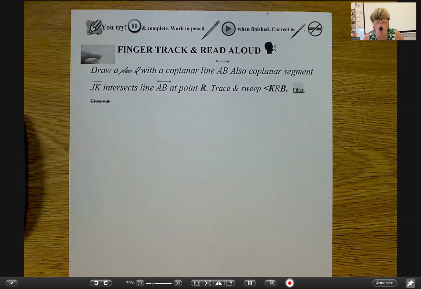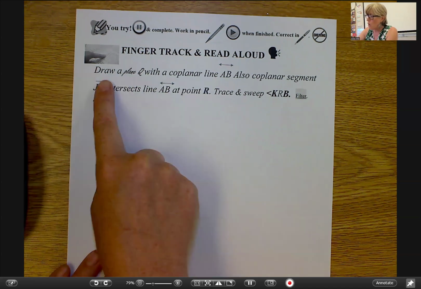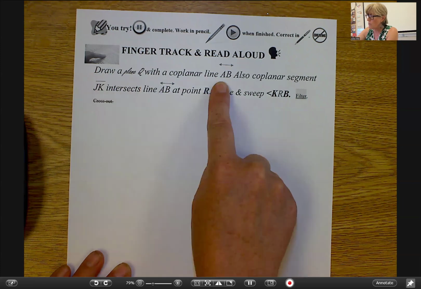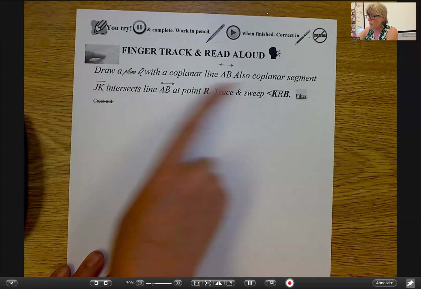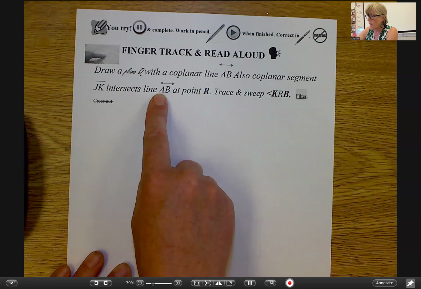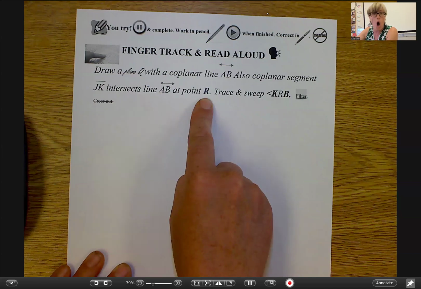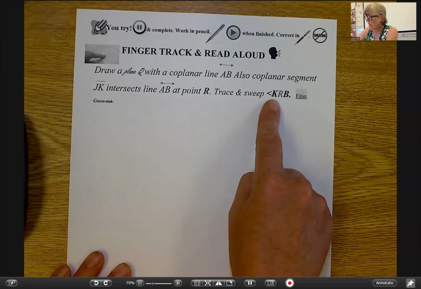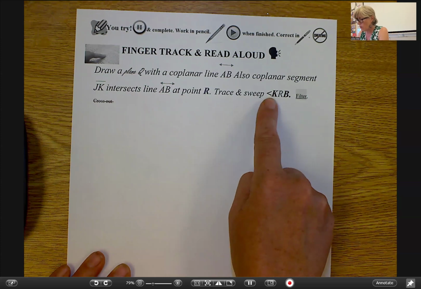You try this one on your own. Pause the video. Welcome back. I hope you paused the video. Now get your red pen out. Get ready to correct. You can put it in double time. 3 body parts, 3 times. I'm going to read. Draw a plane Q with coplanar line AB. Also a coplanar segment JK intersects line AB at point R. Trace and sweep KRB angle.